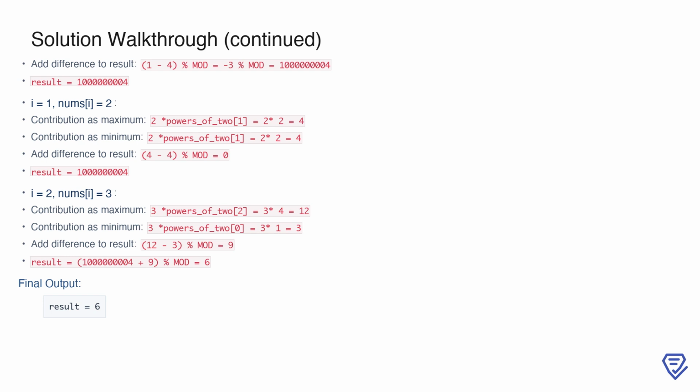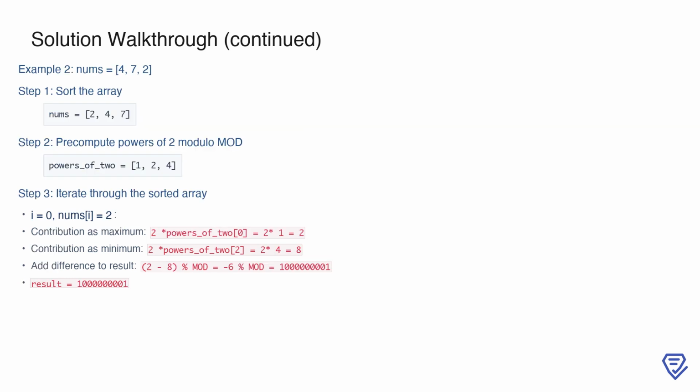Moving to nums[1] equals 2, its contribution as the maximum is 4, and as the minimum, it is also 4. The difference here is 0, so the result remains unchanged at 1,000,000,004. Finally, for nums[2] equals 3, its contribution as the maximum is 12, while its contribution as the minimum is 3. The difference, 12 - 3, equals 9. Adding this to our result gives 1,000,000,004 plus 9, mod 10^9 plus 7, which simplifies to 6. Thus, the final output for this example is 6.